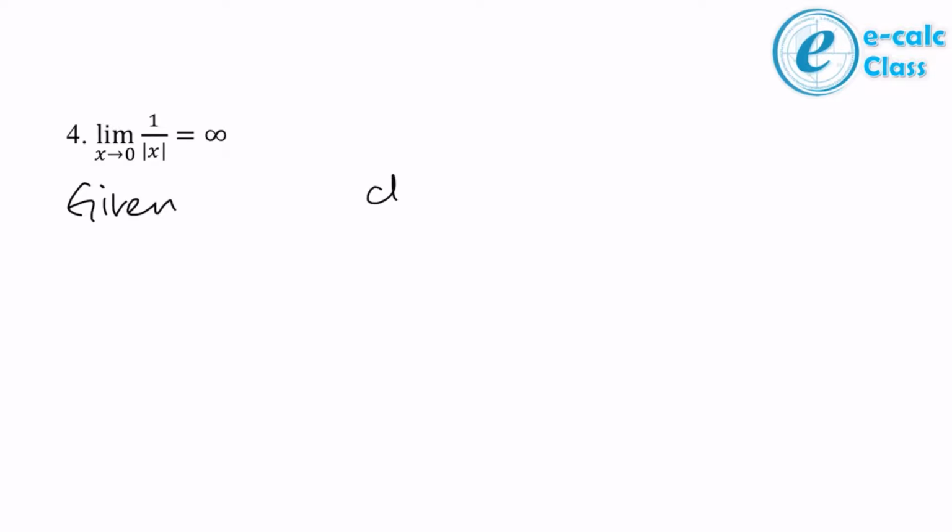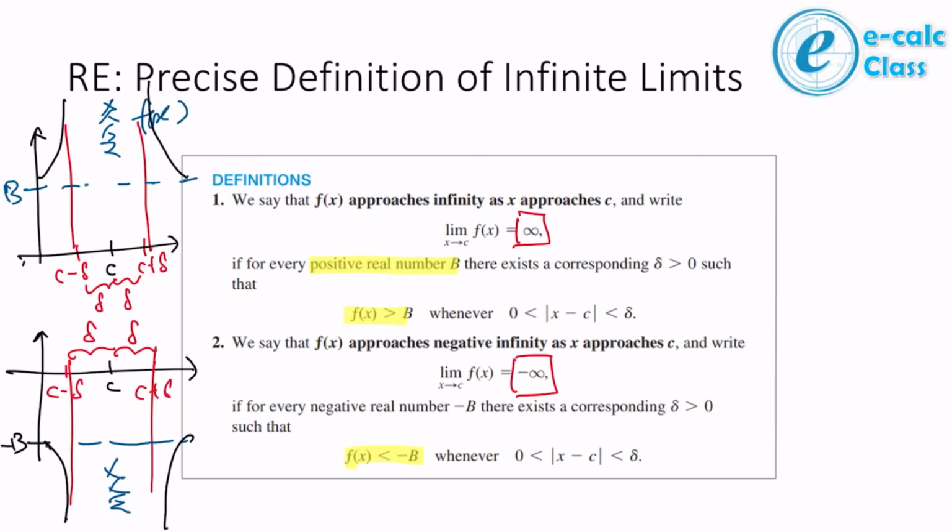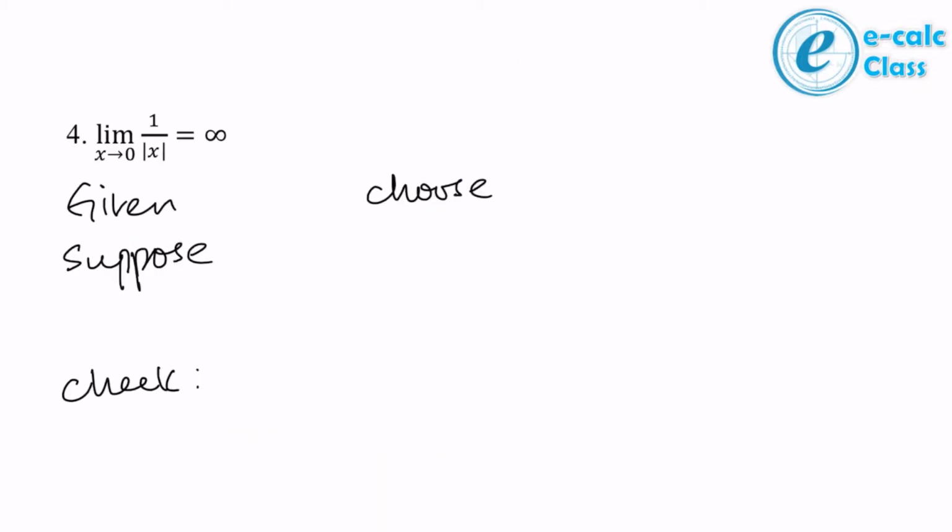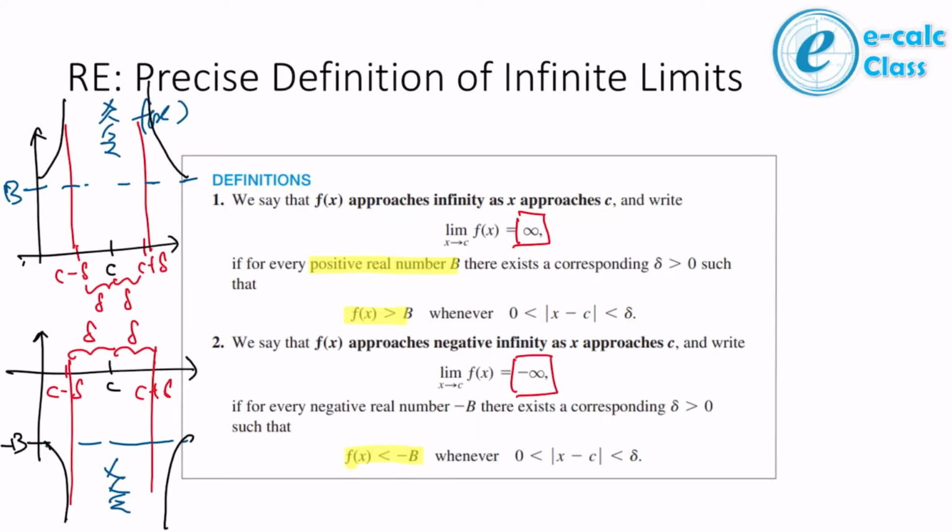Given, choose, suppose, and check. But this time, given, if you refer to the definition, this time we don't have epsilon, isn't it? Where is our epsilon? We can't write epsilon greater than 0. But this time, we have another friend, which is our b. And in fact, you can replace it with any alphabet you like. So given, this time is our b greater than 0, because b is a positive real number, isn't it? Positive real number b. And you have to be very careful.